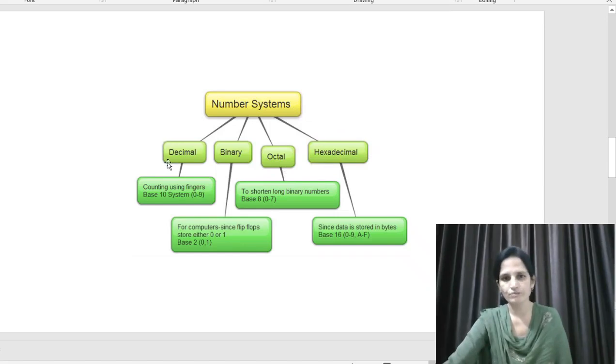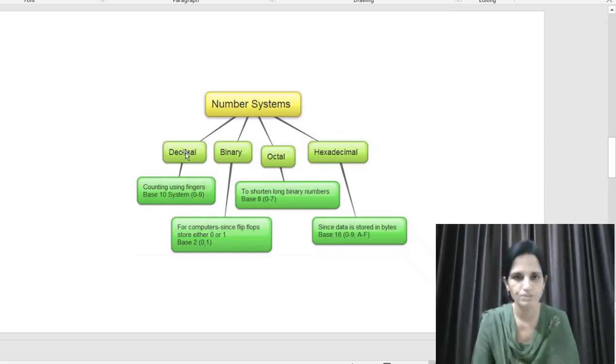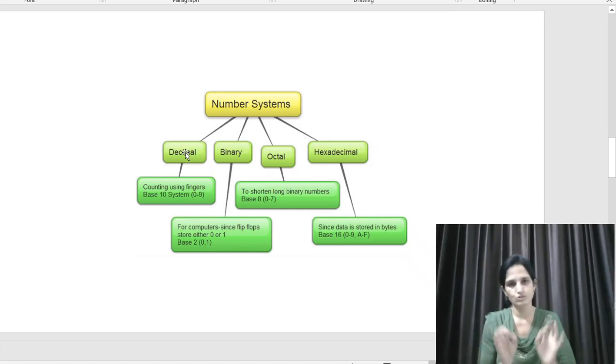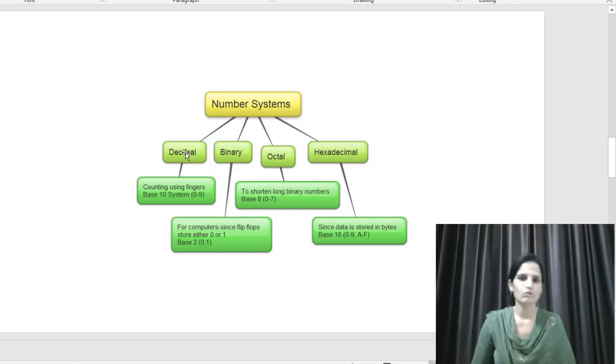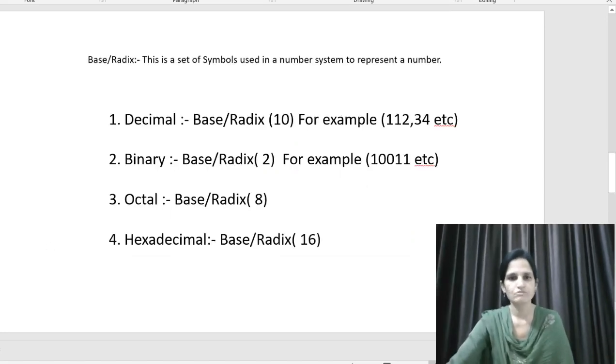What do you mean by the decimal number system? Decimal numbers are your simple, basic numbers, 0 to 9. It is counting using fingers; the base is 10 and the digits are 0 to 9. In binary, as we have already discussed, only the two numbers 0 and 1 are there. In octal, there are 8 numbers, and in hexadecimal, there are 16 numbers. So let's discuss them one by one.